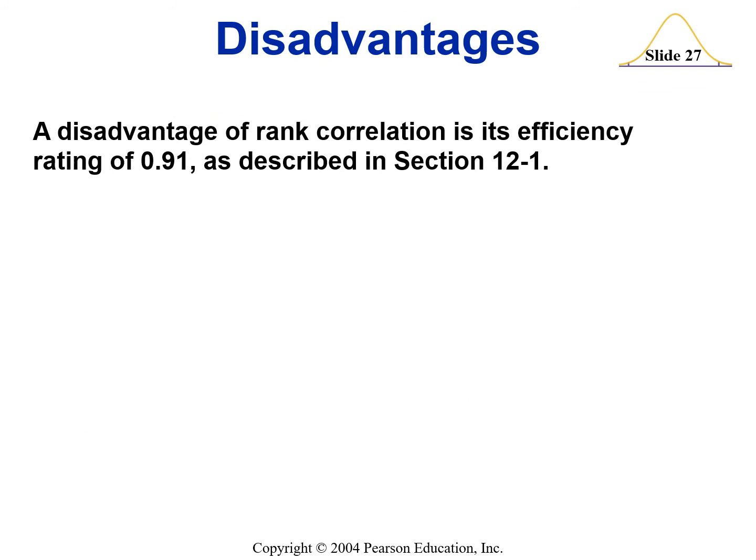Now, the disadvantage is that rank correlation has an efficiency rate of 0.91, as you have seen before in the comparison between parametric and non-parametric. All non-parametric measures are less efficient compared to parametric ones.